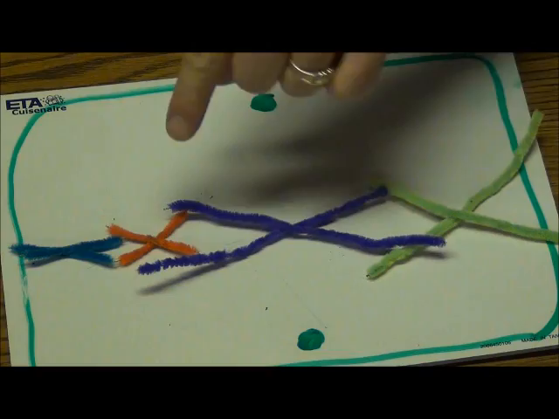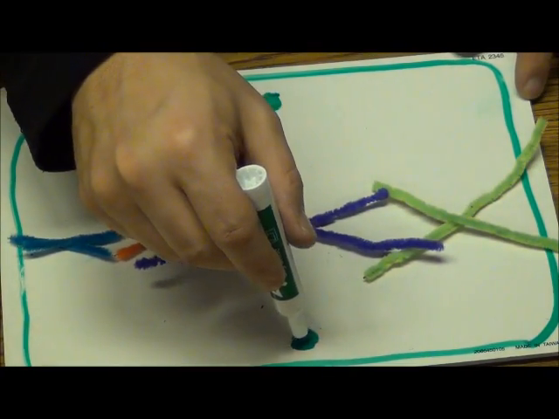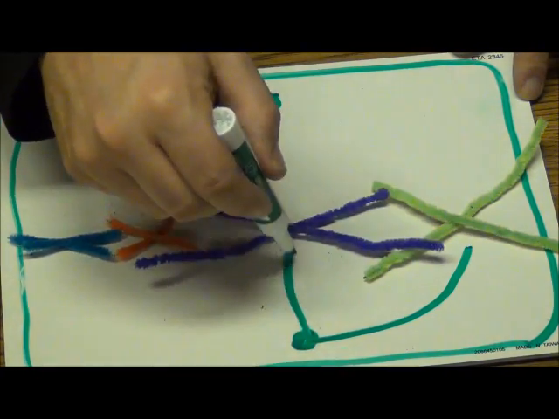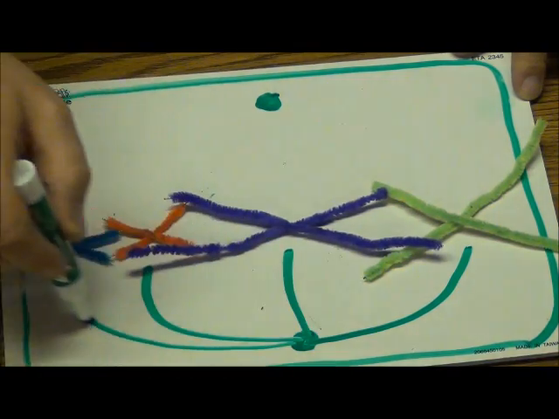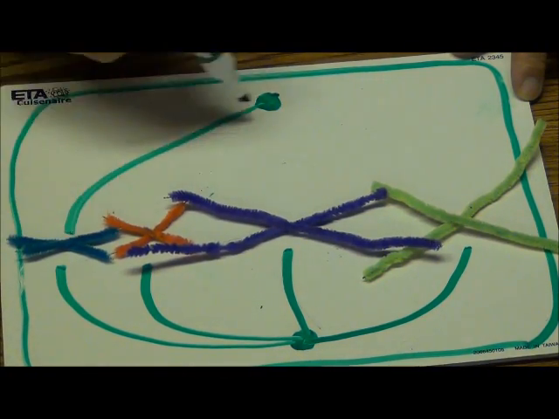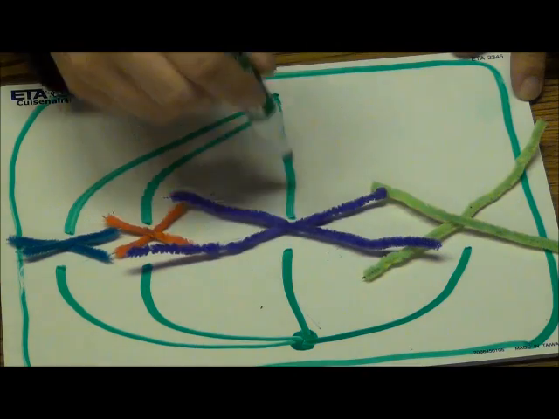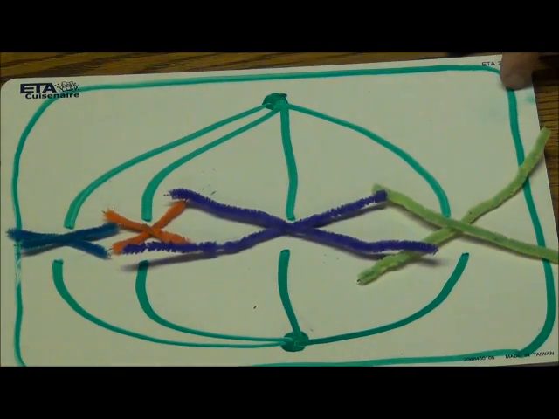And as they line up along the middle, these strings from the centrioles appear. We call these spindle fibers. And these spindle fibers will connect to each of the centromeres. Those spindle fibers will make sure that they are in the center and that they all get lined up, and there's some organization to this phase.